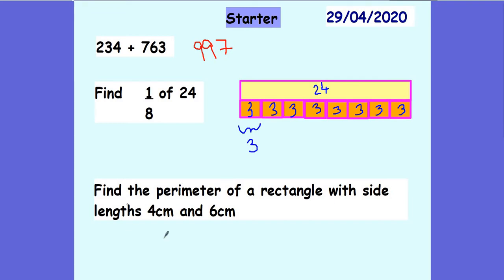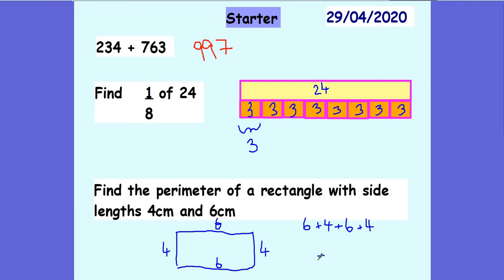3, lovely. And finally, I asked you to find the perimeter of a rectangle with side lengths 4 centimetres and 6 centimetres. Here's my first question to you, Ione. What does perimeter mean? So perimeter, thank you very much, means to go all the way round a shape. So let's add up all the side lengths of this rectangle. We've got 6 across the top, 4 down the side, 6 across the bottom, and 4 back up the other side, which altogether gives me 20 centimetres. That's my perimeter.